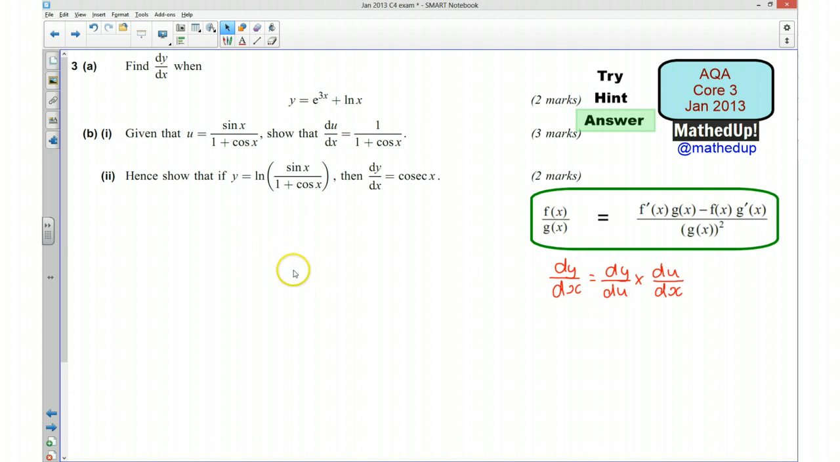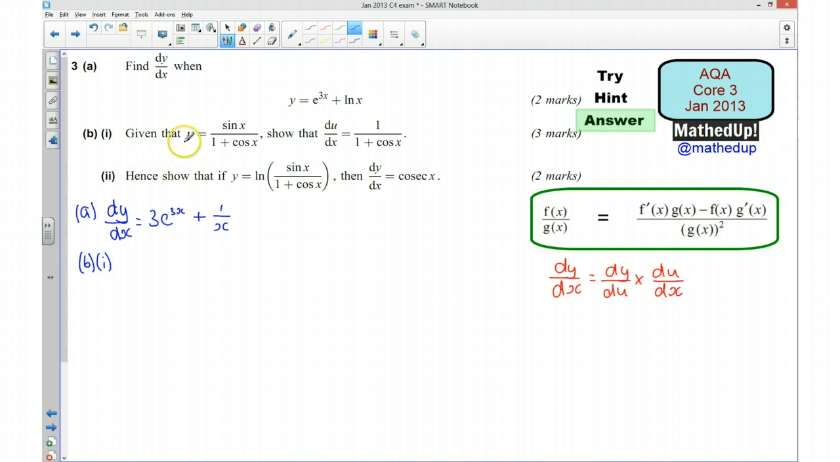Okay, I'm now going to go over the full solution to this question. So starting with part A, we want to find dy by dx when y is equal to that there. So dy by dx, and if I differentiate e to the 3x, I get 3 times e to the 3x plus, and if I differentiate ln x, I get 1 over x. And there you go.